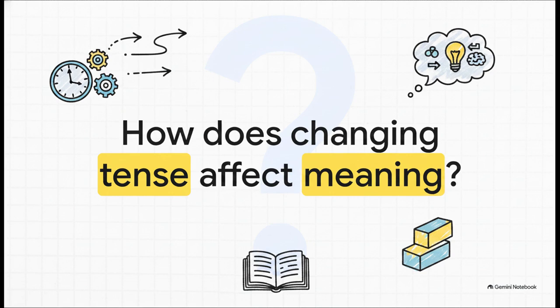How does changing this tense completely alter the meaning of the paragraph? Or, between these two constructions, which one is more effective for an academic audience and why? This is exactly how we push those EM learners toward deep grammatical reasoning. We aren't asking them, what is the rule? We're asking, how does this rule serve your ultimate purpose?